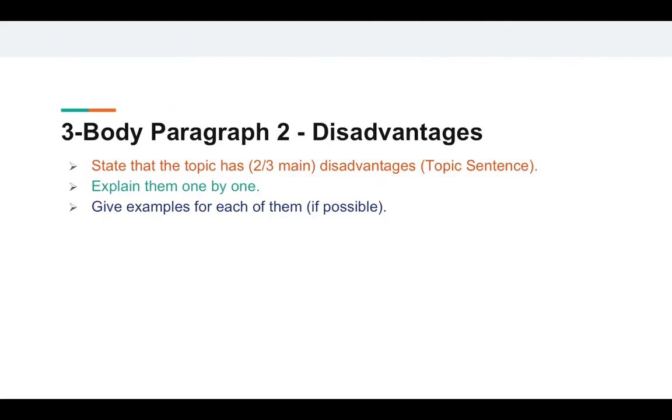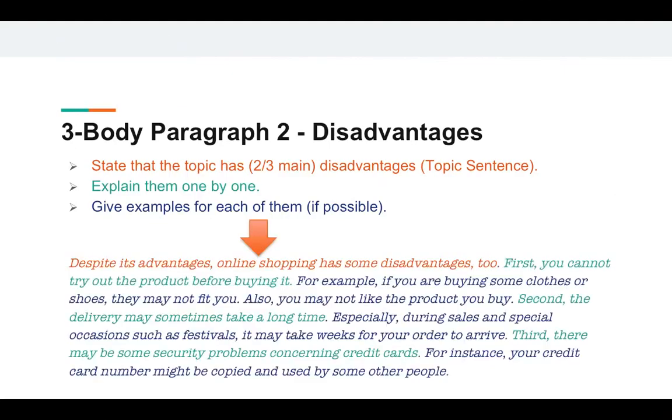if possible. Here you can see the second body paragraph, which is about the disadvantages of online shopping. Now pause the video and read it.